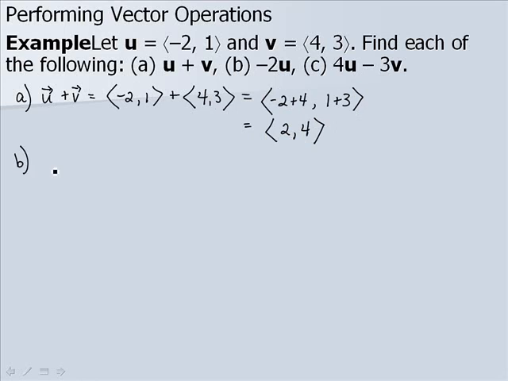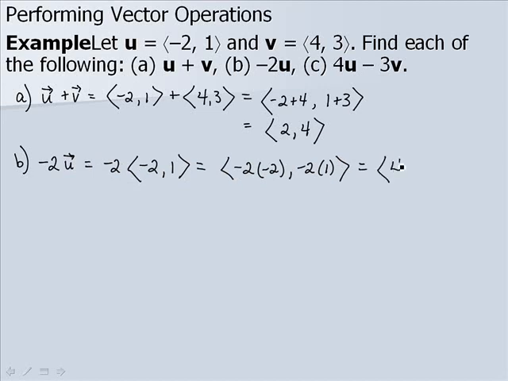In part B, we want to multiply by the scalar -2. So we'll have -2 times our vector <-2, 1>, which simply means that we'll distribute -2 times each value. So we'll get a new value for each component as our vector.